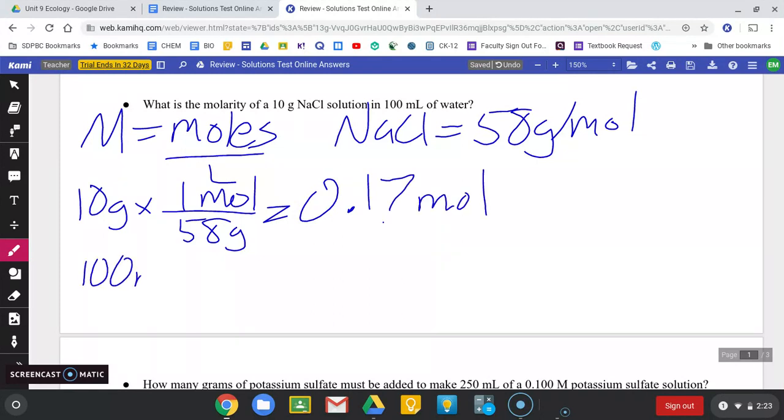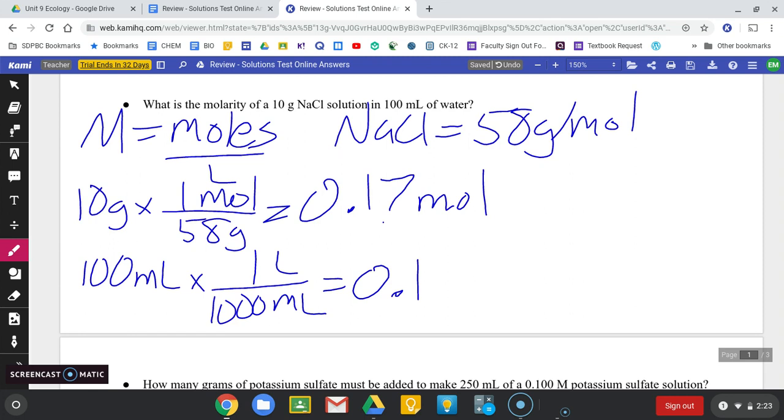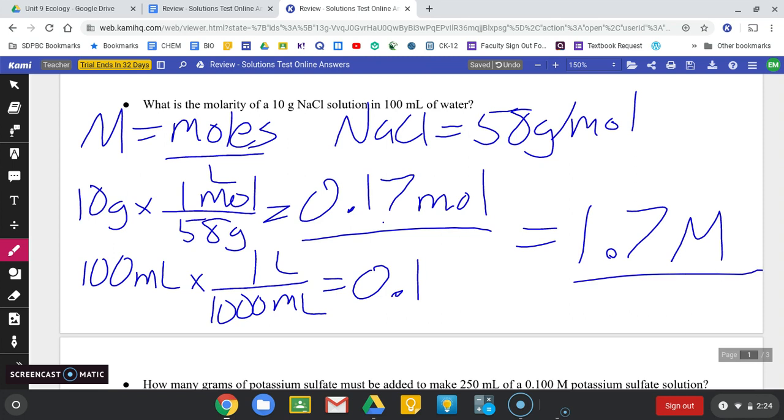Now for our bottom number, we got 100 milliliters. We want to convert that to liters, get rid of the milliliters. For every 1 liter, you have 1,000 milliliters. So 100 divided by 1,000, 0.1. So all you're really doing is 0.17 moles divided by 0.1. That gives you 1.7. That's your molarity.